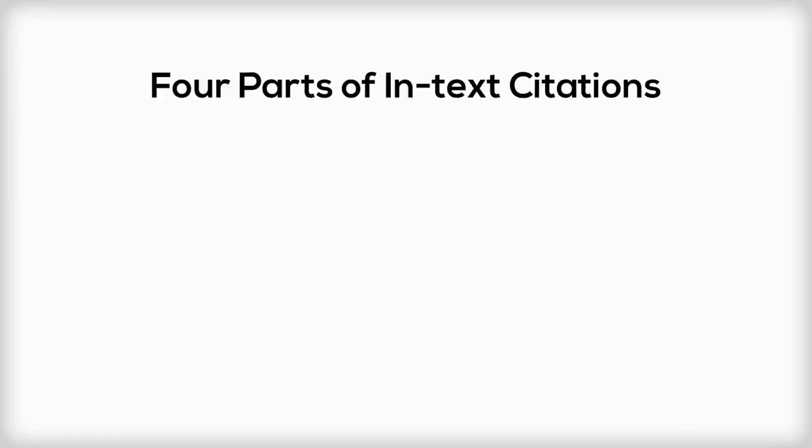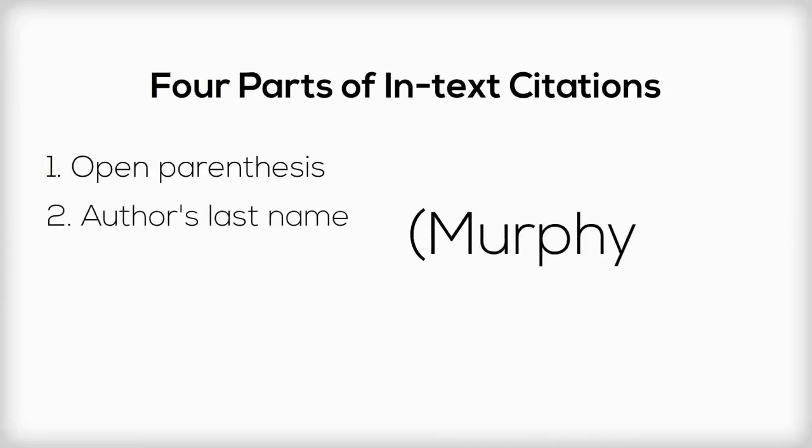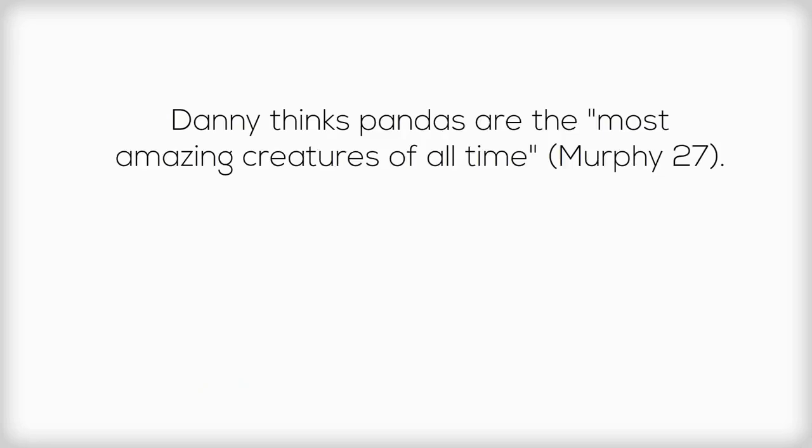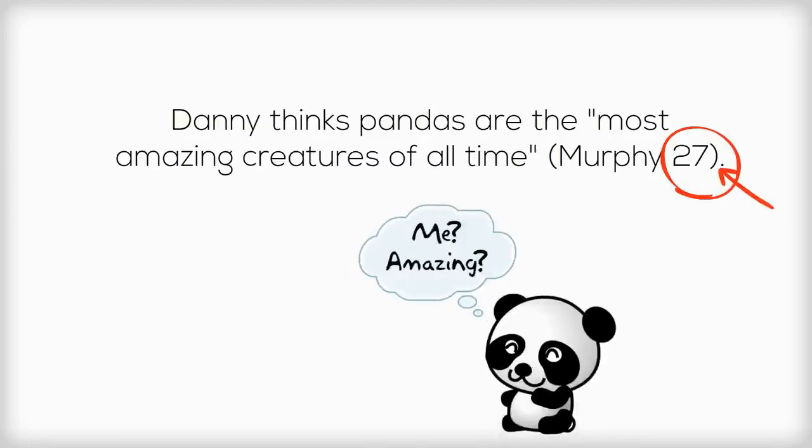In-text citations have to be written in a special way. They require 4 things in this order: an open parentheses, the author's last name, the page number that you found the information on, and a close parentheses. In-text citations are placed inside the sentence, so make sure that the period is outside of the parentheses.